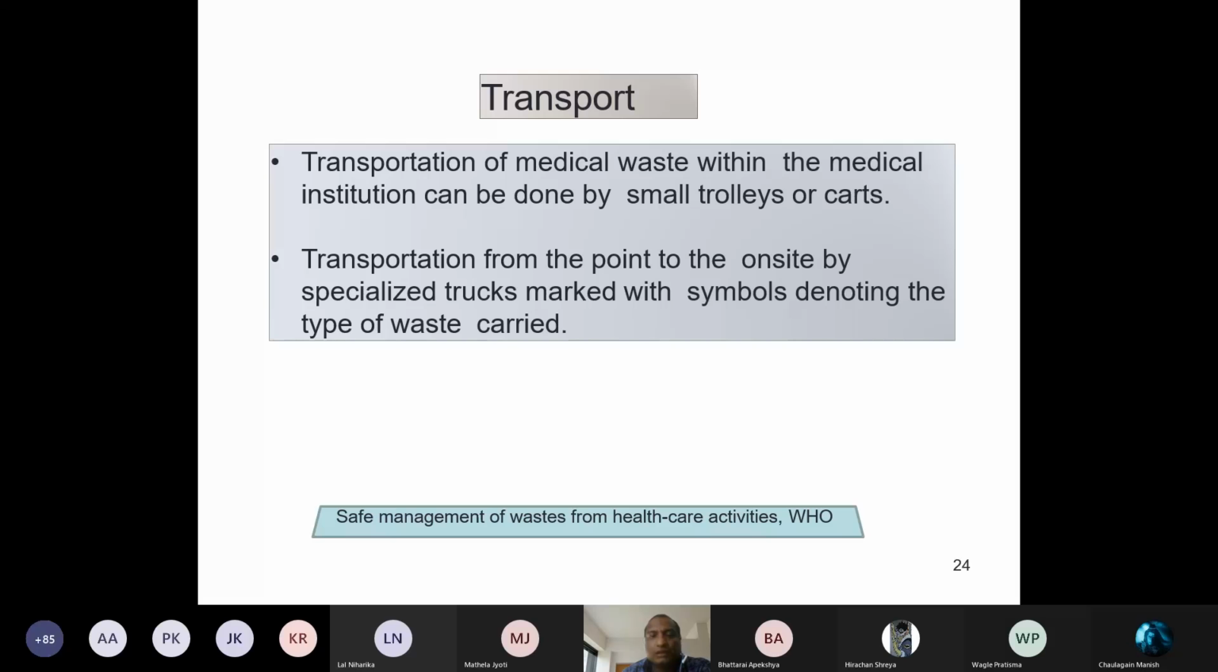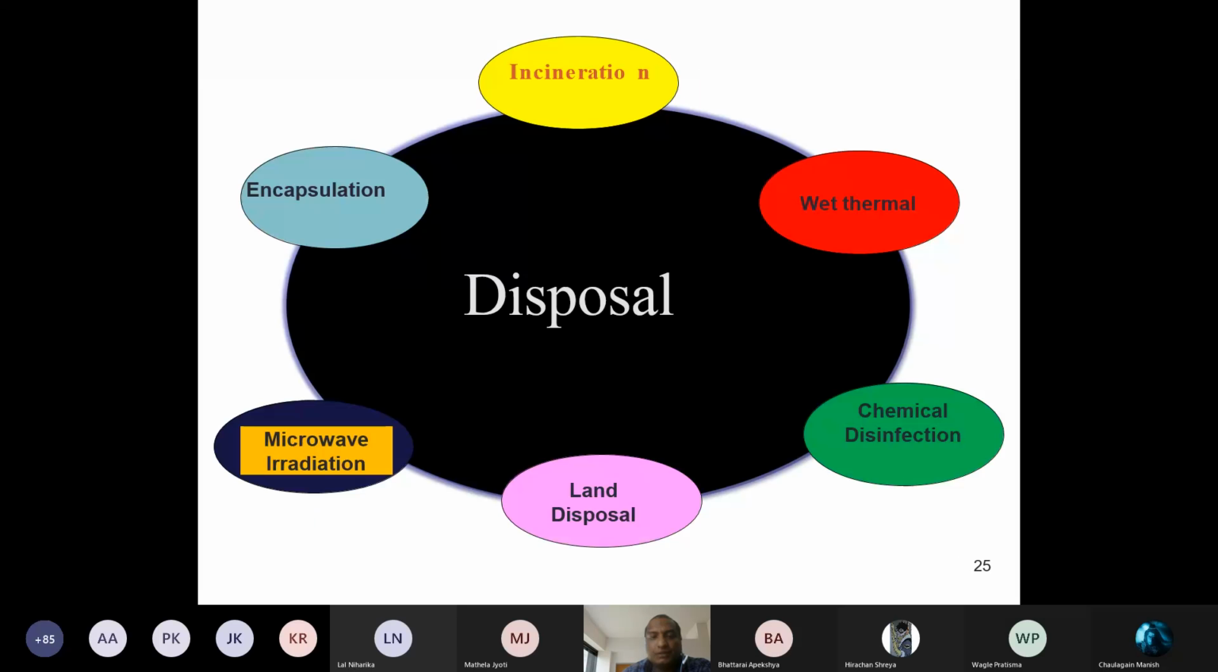Okay. Then transportation. Now disposal. This is the most important. If it is within the hospital, how will you dispose? Outside also, they have a mechanism, or they have a proper disposal way. So number one is incineration.